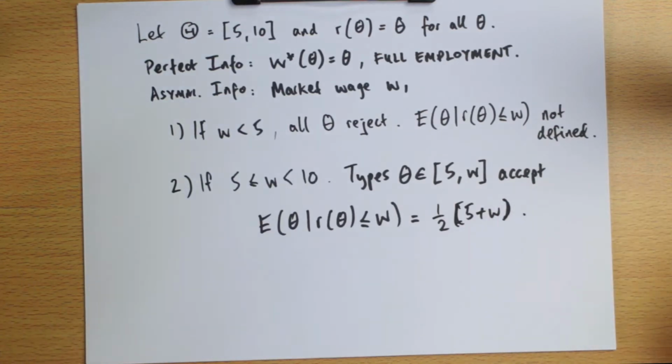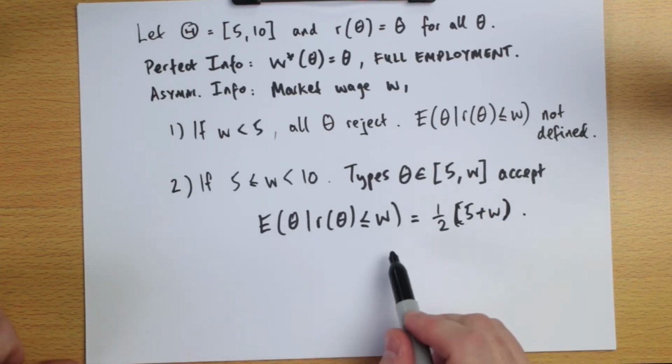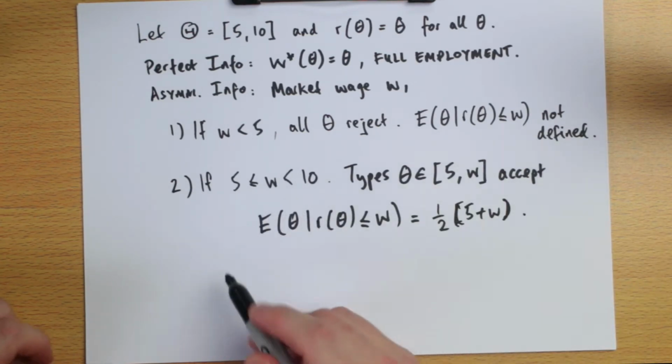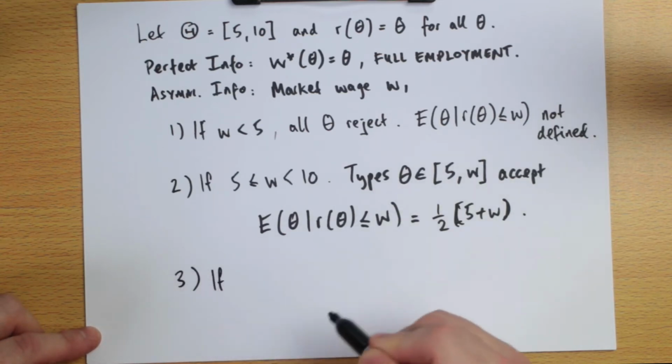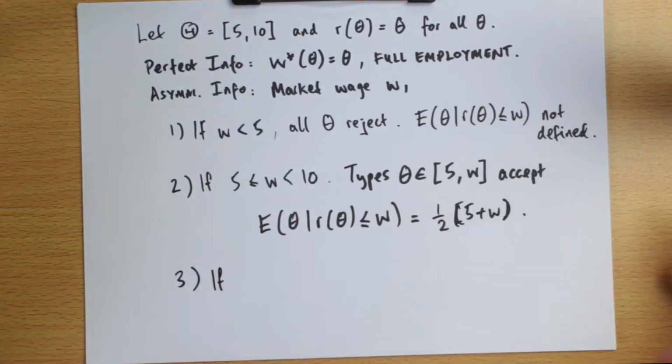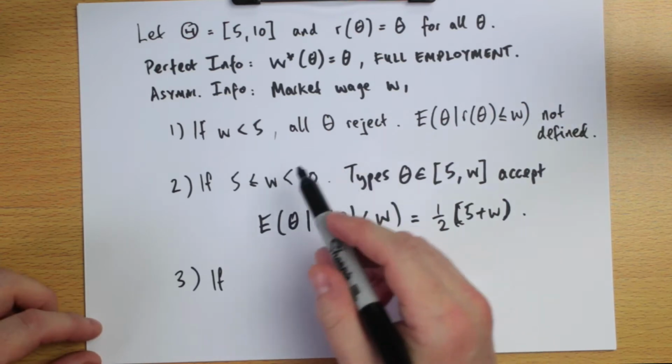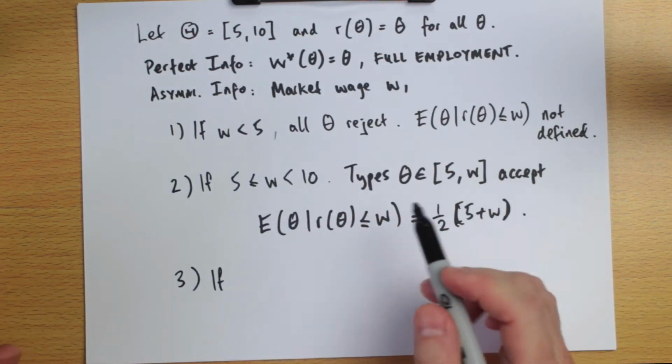So 1/2 of 5 plus W is the expected value when the wage lies between 5 and 10. Okay, so what about if the wage goes even higher? Really we're just responding to a market wage here, so it could be any value. We just see the value and respond. Whatever the market picks, we don't know yet.